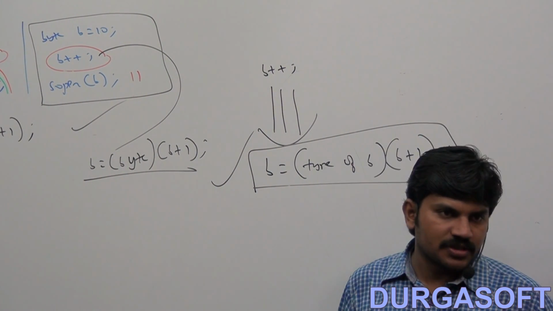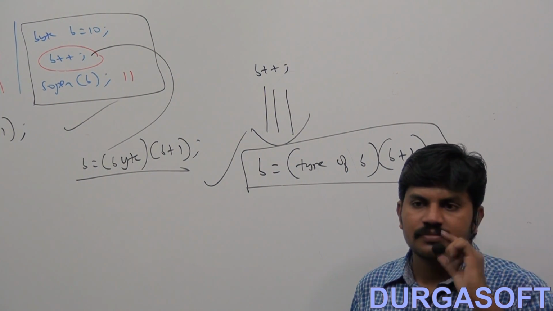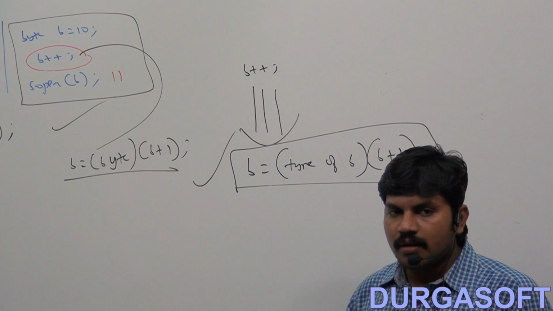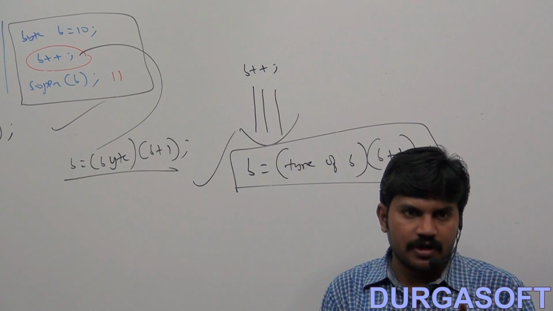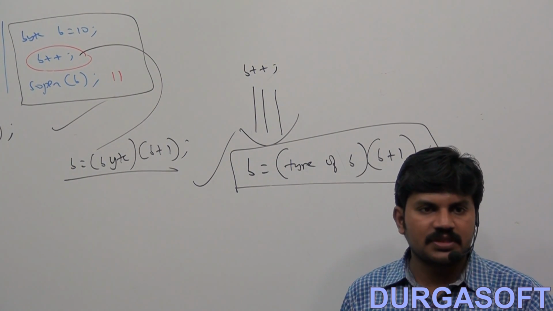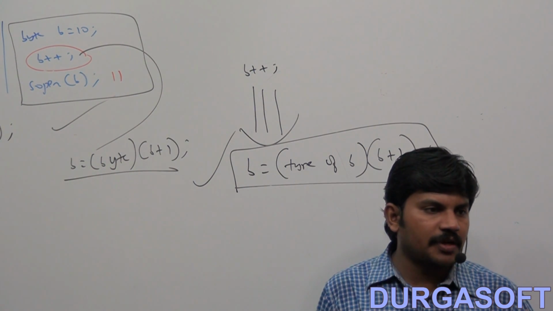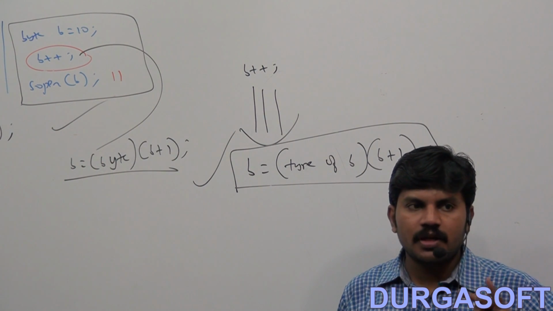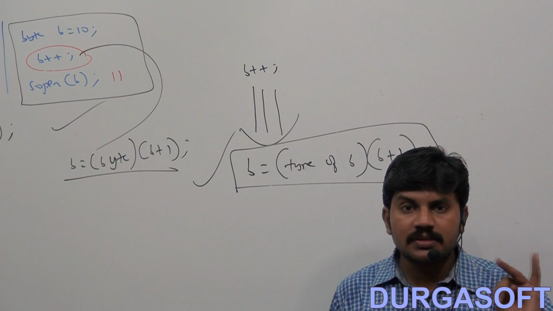Total 5 conclusions came. Can you spell out the first one? First conclusion: increment and decrement operators are applicable only for variables but not for constant values. Second: nesting of increment and decrement operators is not allowed. Third: for final variables, increment and decrement operators are not allowed. Fourth: we can apply increment and decrement operators for every primitive type except boolean.